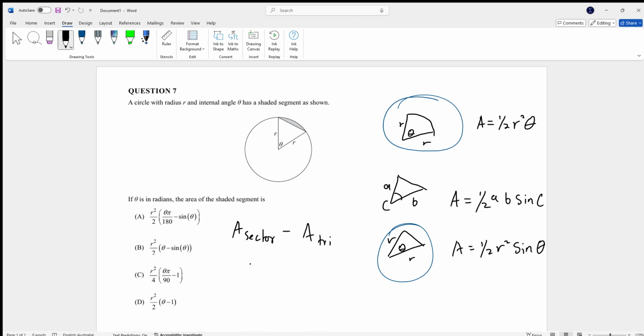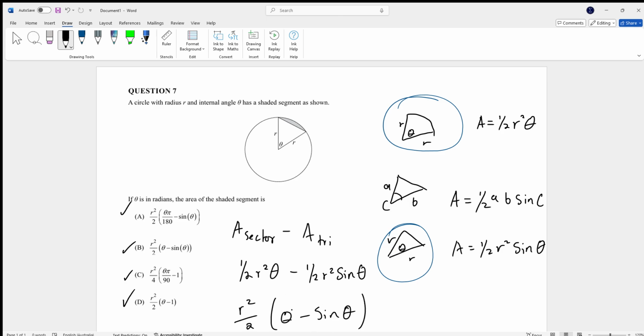So in this situation we just really need these two formulas. Area of a sector is a half r squared theta. Area of a triangle is a half r squared sine theta. What you look for is to try and make it look like any of these options. Now all of them have taken an r squared over 2 outside the front, so we might as well do that because we both have a half and an r squared. So we take r squared over 2 out the front. What you'll be left with is theta minus sine theta. And we just look to see what answer that is, which I believe is option B.